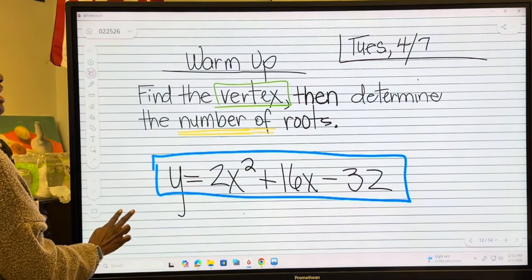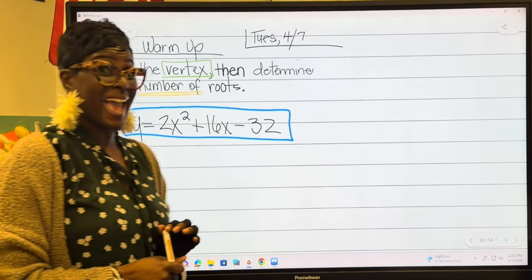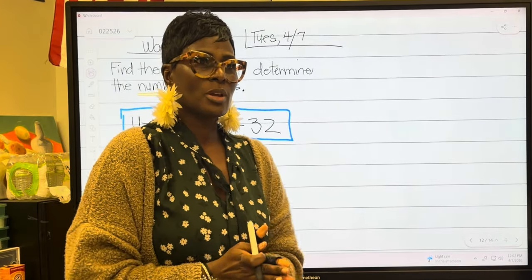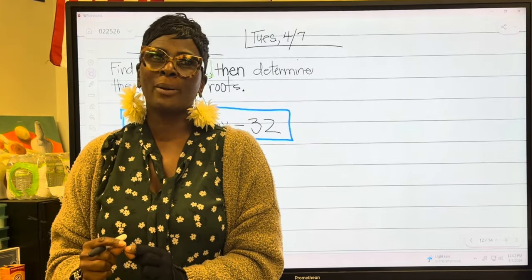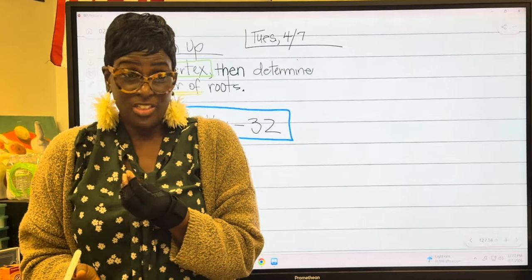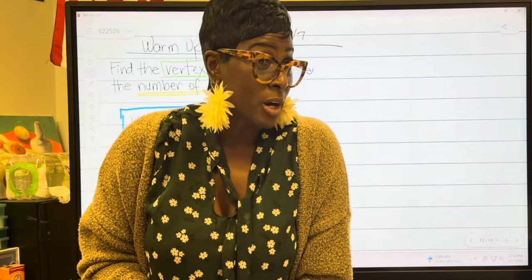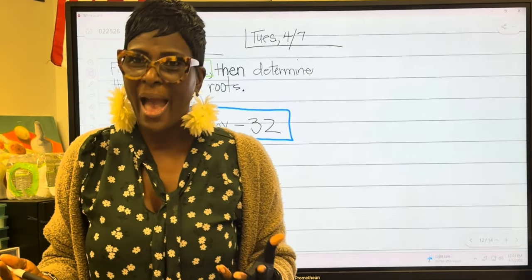Let's start with finding the vertex. Talk to me about the vertex. What is a vertex? It's the middle of your parabola. It's the point where your parabola changes direction. It is going to be either the lowest point, which is called our minimum, or the highest point, which is our maximum.